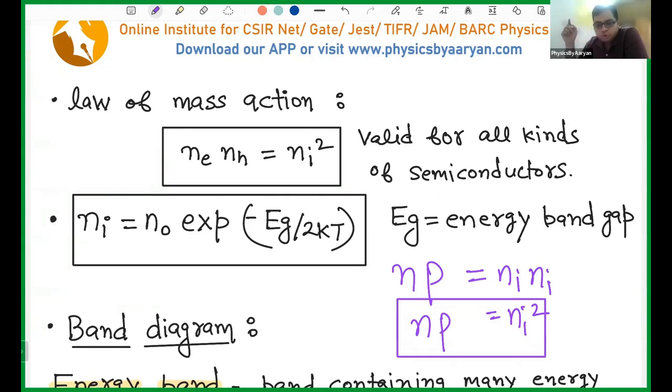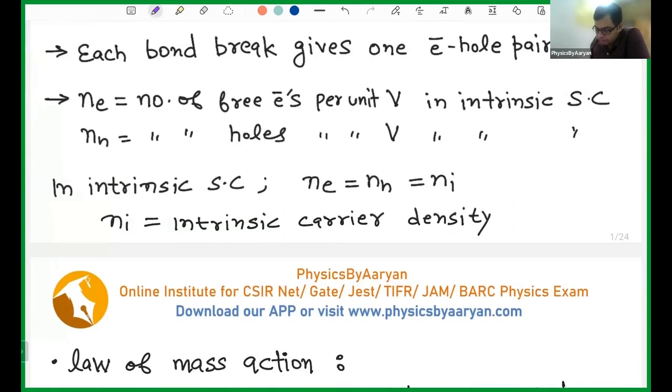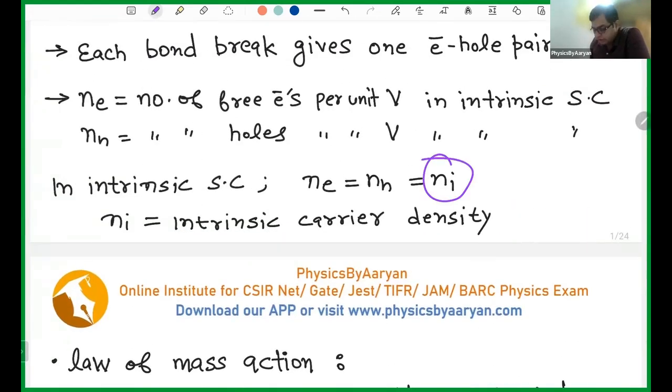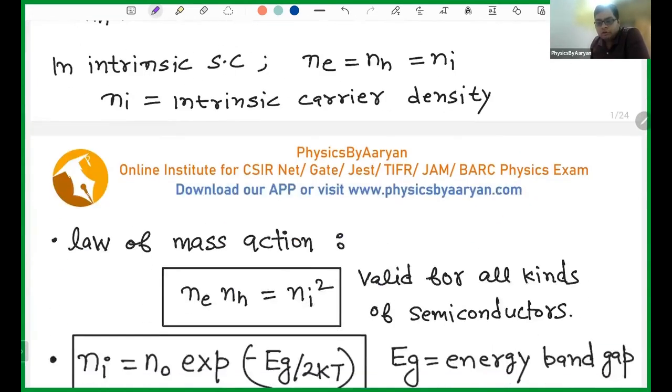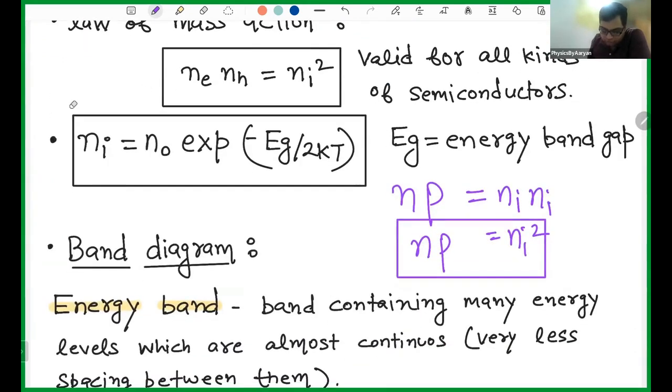If you choose to do an MTech in semiconductors or a PhD in that, you will be learning much more about this. Okay. Now the question comes: what is this number equal to? How do we calculate this Ni? What is the formula for this Ni? Very important formula. Whatever formulas I'm telling are very important. You have to memorize that.